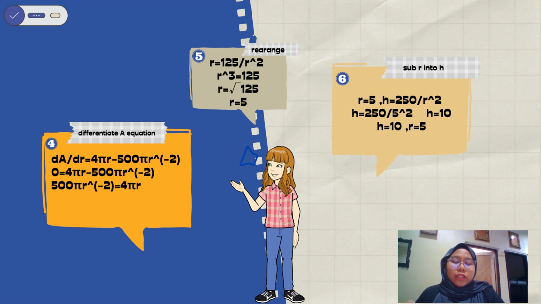We are going to rearrange this equation to find r. Bring negative 500 pi r to the power of negative 2 to the other side and make r the subject, and r is equal to 5. Now, look back at the volume equation and substitute r into it, and h is equal to 10.